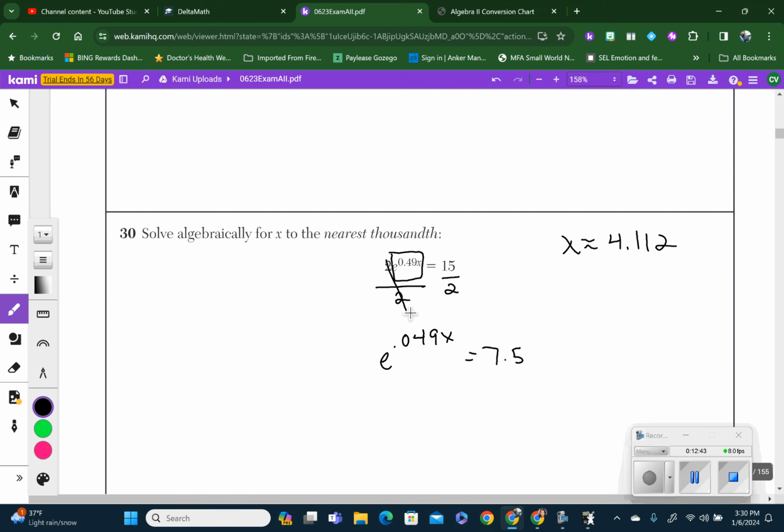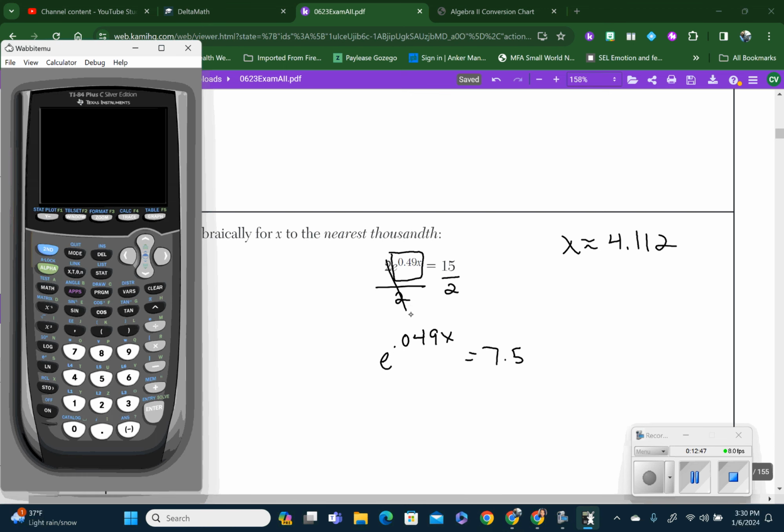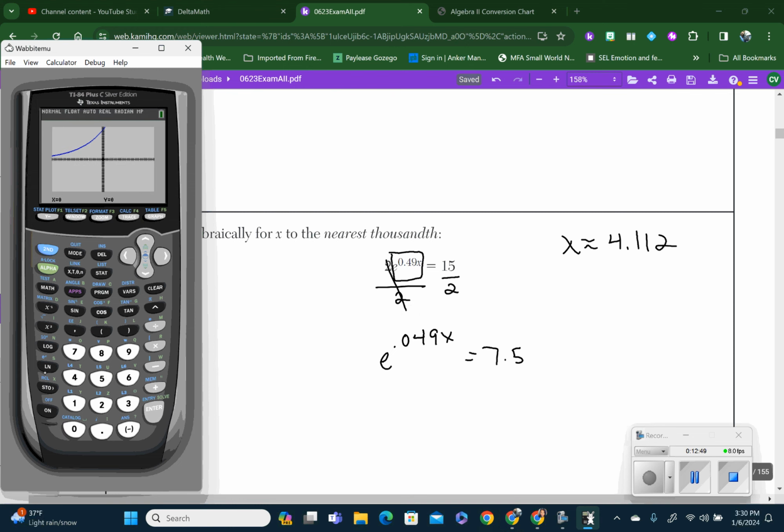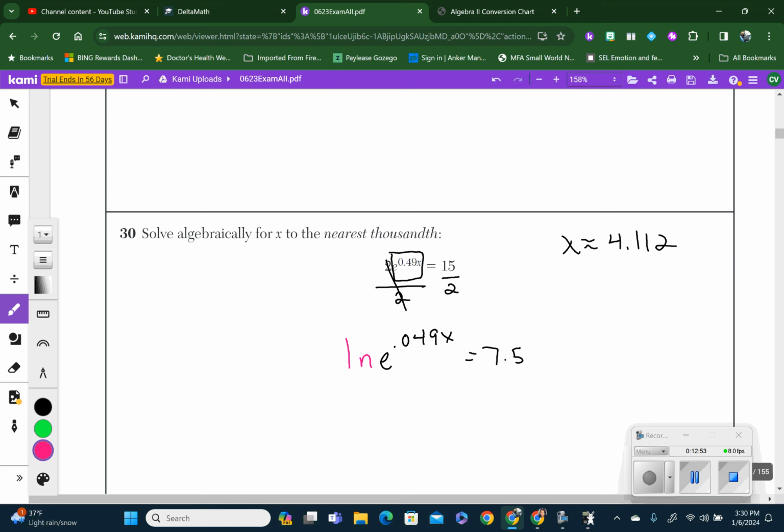Okay. How do you get rid of e? Remember? So here's our calculator. E is under ln. See that button? So what we do is we ln both sides. Ln the left, ln the right. As soon as we do that, our ln and e cancel each other out. So what am I left with? 0.049x is equal to ln of 7.5.